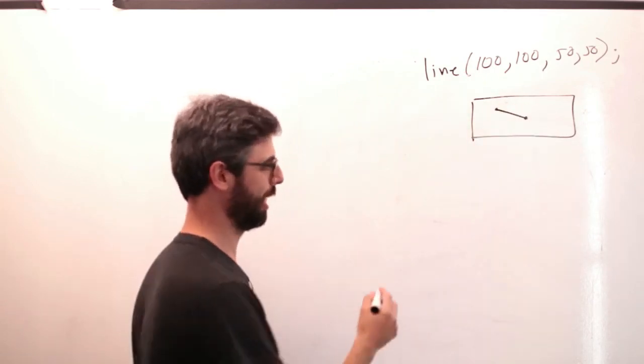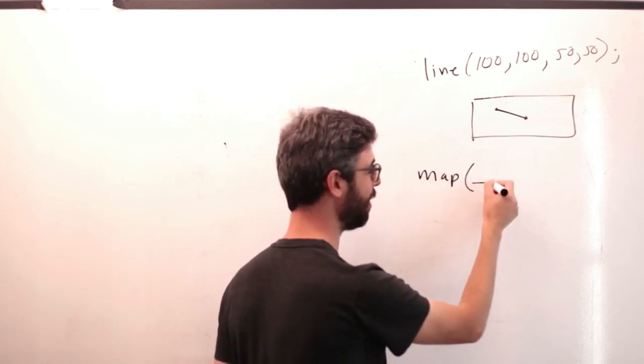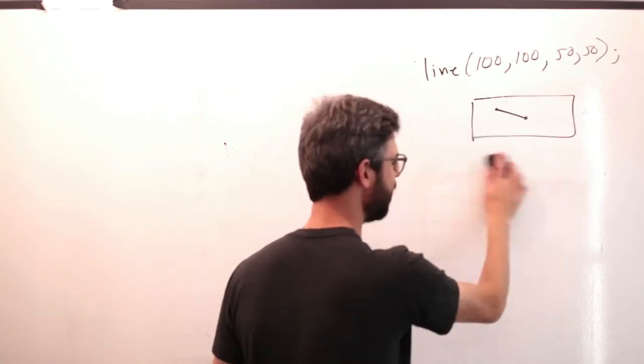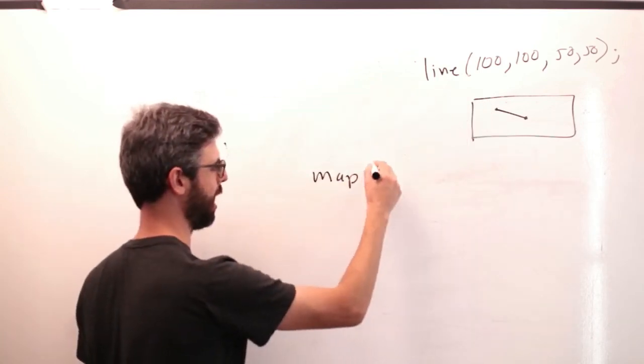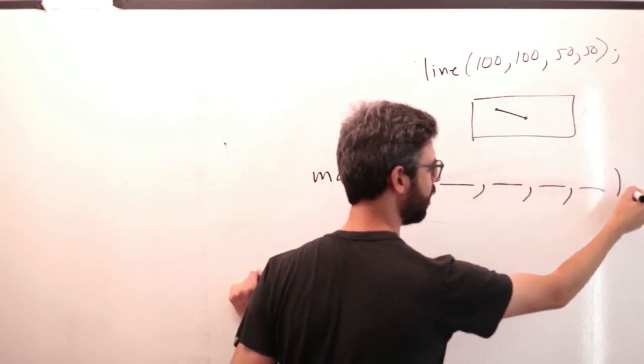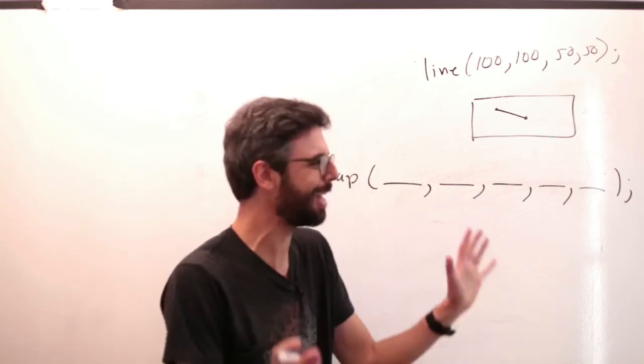So map is the same thing. It's a function that takes some amount of arguments. It's actually going to be 5 arguments. I better give myself more room here, because you're not going to be able to see this. Map takes 5 arguments: 1, 2, 3, 4, 5. See all those? Five arguments seems terrifying, but it's not so bad.